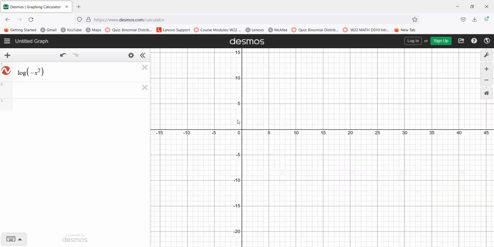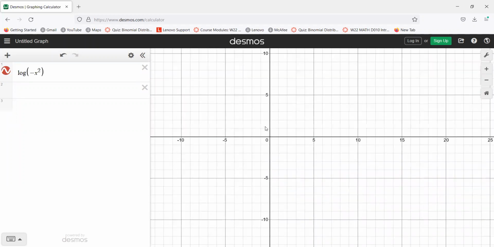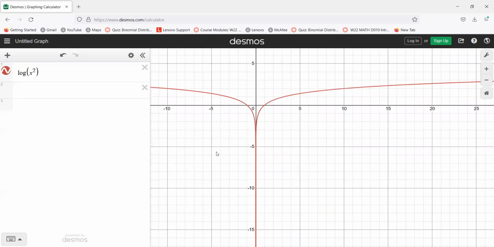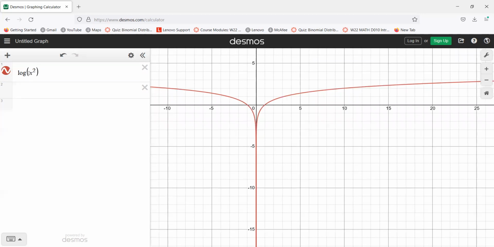So what do we see here? Do we see any graph? If I just ignore this negative, take a look at the graph. This is the graph of log x squared. But if I plug in negative, what happens? It says, hey, you do not have any graph for log of negative x squared. Why is that? What's the reason behind it?